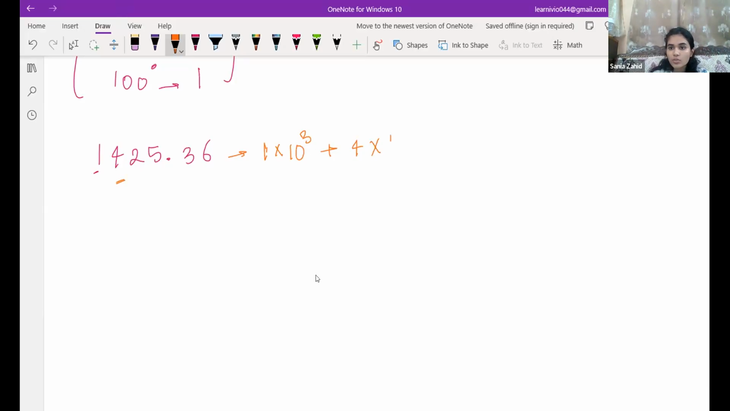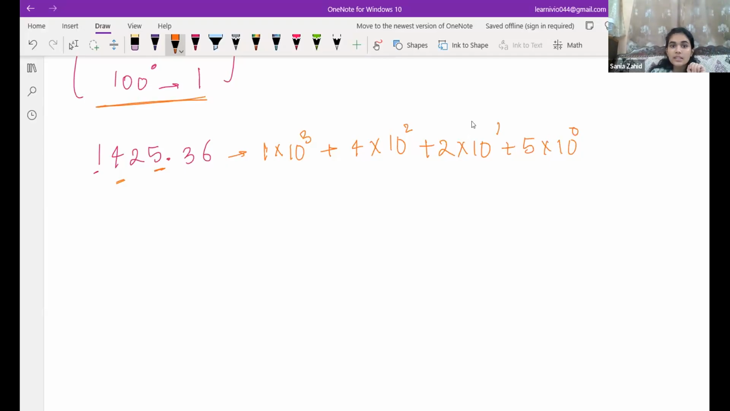10 to the power 2, plus 2 into 10 to the power 1, so just 10 only. Then plus 5 into 10 to the power 0, because 5 is in the ones place. So 10 to the power 0 is 1. That is why I write 10 to the power 0. That's why I taught you the meaning of 10 to the power 0.